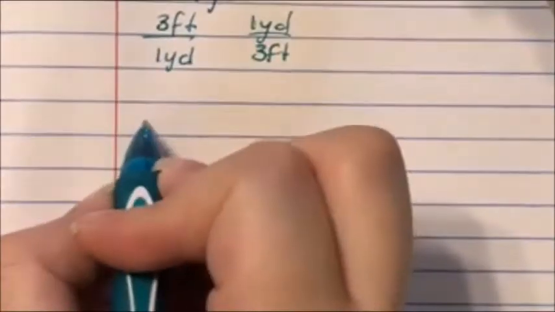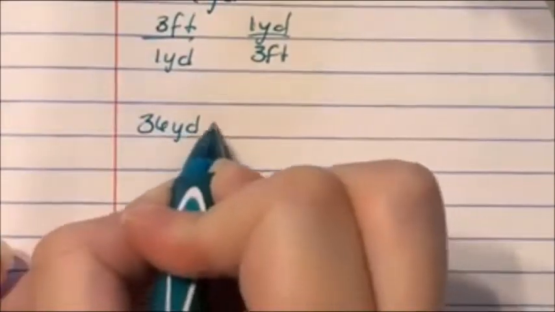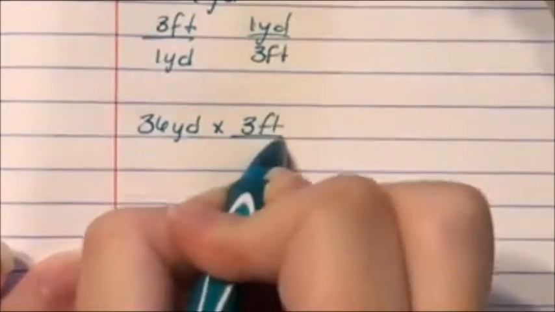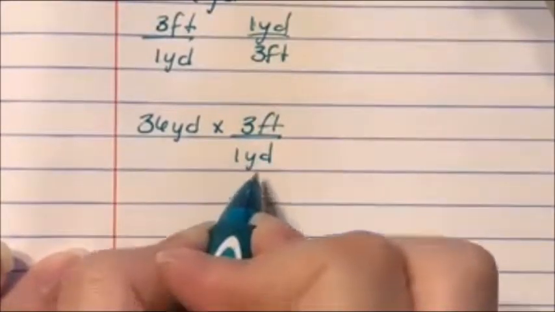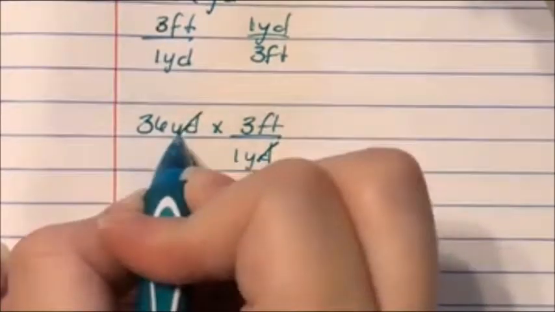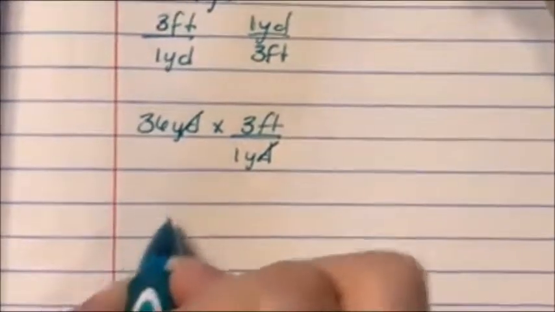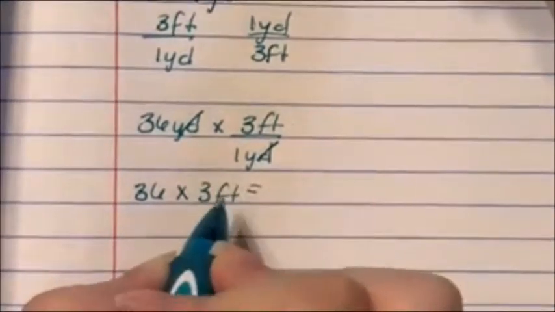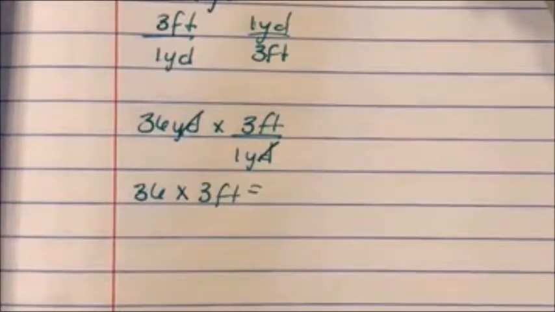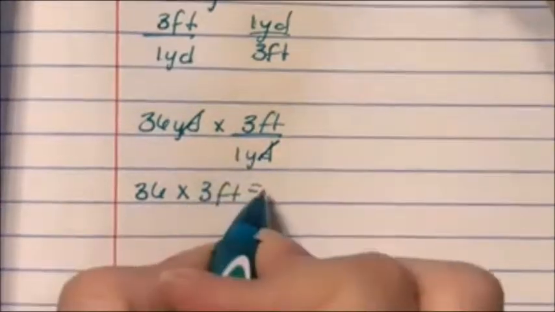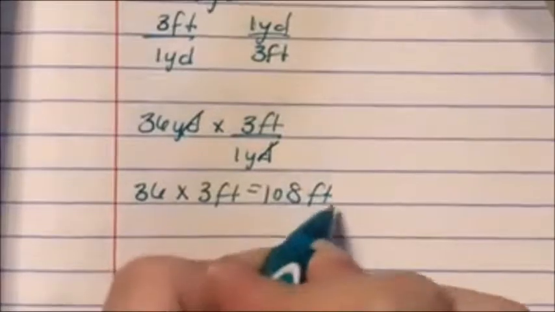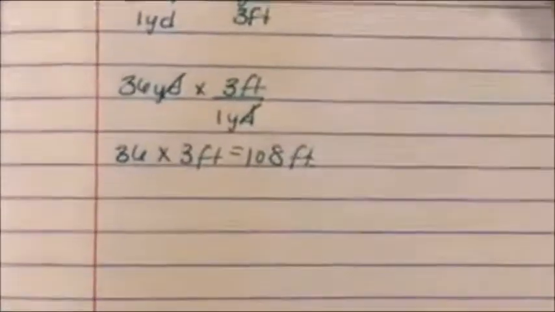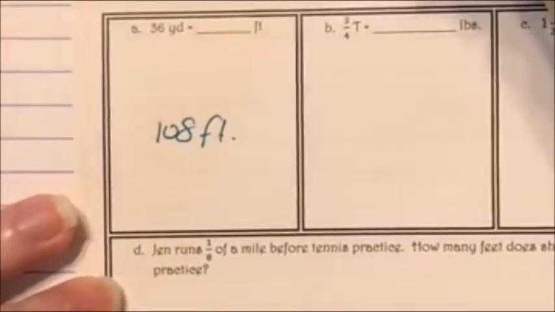So now I'm going to take 36 yards times 3 feet over 1 yard. My yards cancel. So now I have 36 times 3 feet, which equals 108 feet. Okay, so letter A, 108 feet.